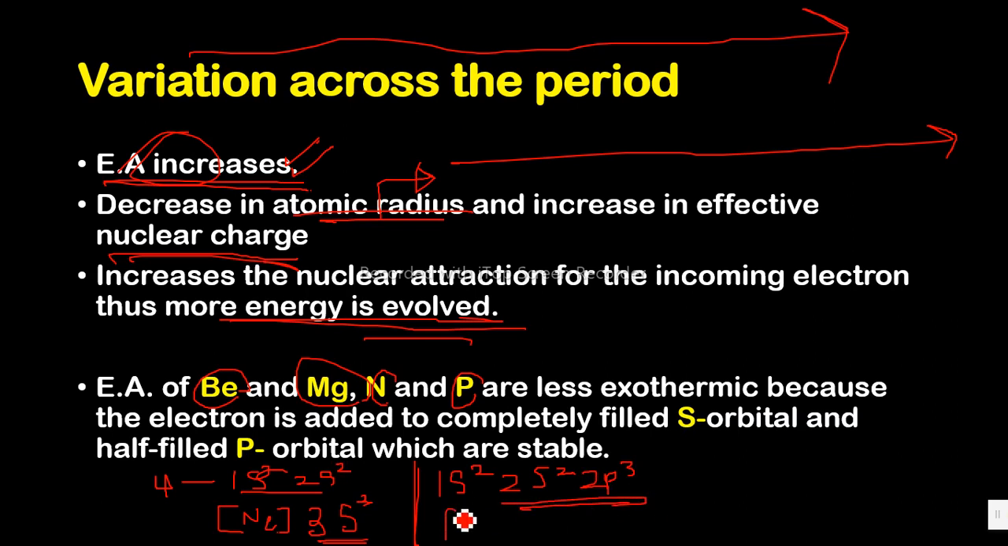And then phosphorus, it is going to be neon, Ne, and then 3s2, and then 3p3. Now, from these configurations, for phosphorus, you are adding the electrons onto the 3p orbital, which is half filled. You see?